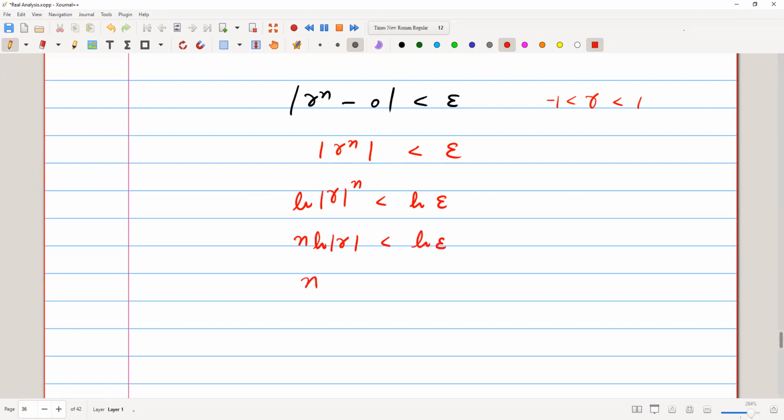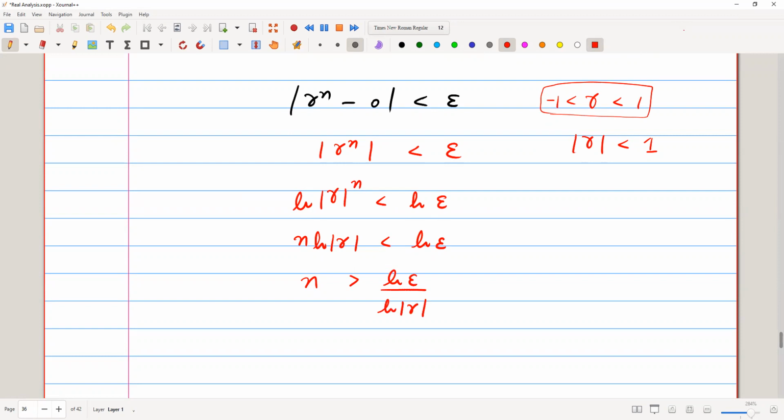Now, this |r| is between 0 and 1. Since it's mod on r, it will always be non-negative. So we can say that the mod of r is less than 1, where 1 is excluded, so any value between 0 and 1. If you take the natural log of any value between 0 and 1, it's negative, so it will change the sign of the inequality because ln|r| is negative.